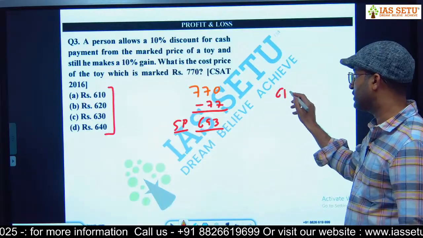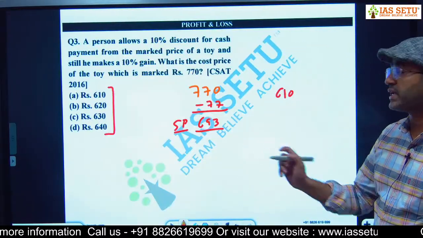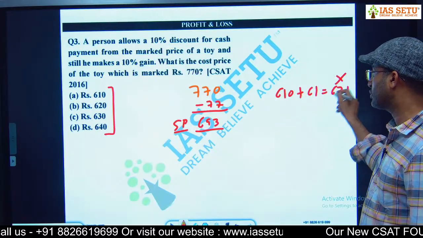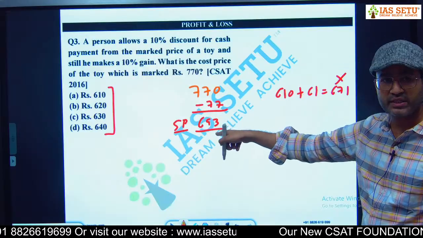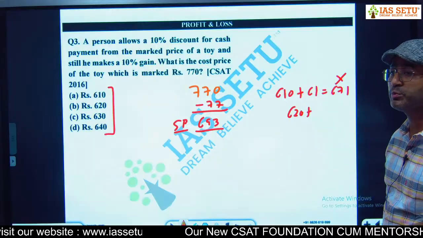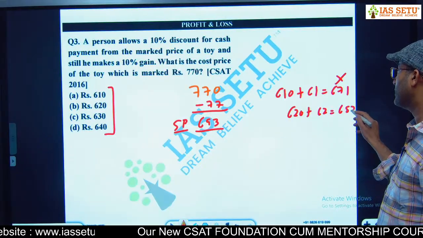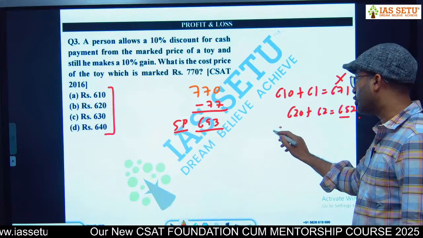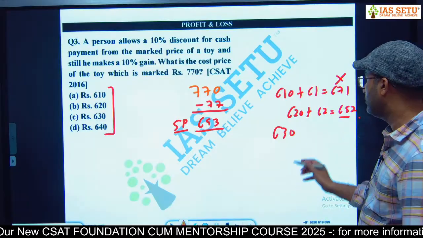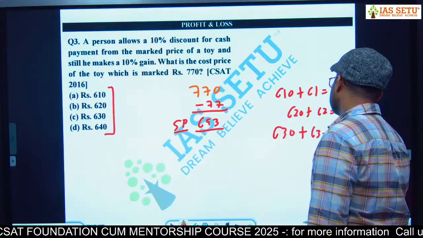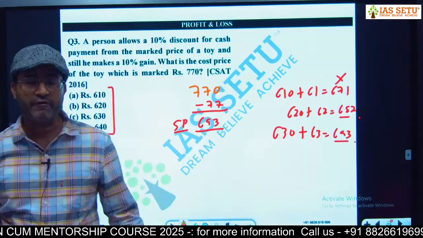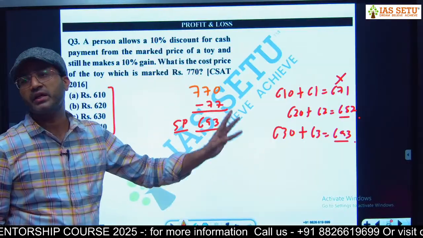If cost price is 610, my profit is 10%. What is 10% of 610? 61. So selling price has to be 671. It is wrong, because according to the calculation selling price has to be 693. 620. If the cost price of the toy is 620, how much profit do I need? 62 rupees. So it has to be 682. Wrong. What is the actual cost price of the toy? 630. How much profit do I need? 10%. मुझे 63 रुपीज का प्रॉफिट चाहिए, 693 में बेचना है. कस्टमर हैप्पी, आई एम हैप्पी. Even after giving a 10% discount, I make a 10% profit.